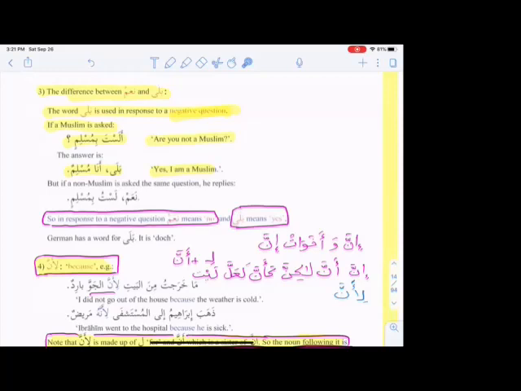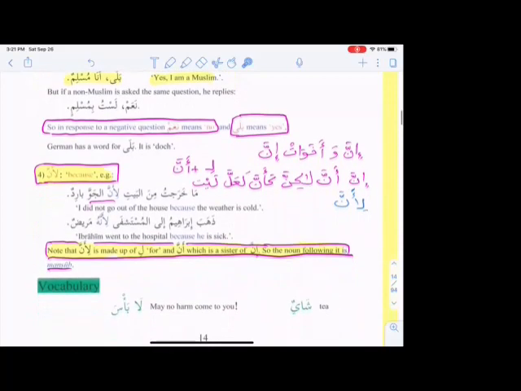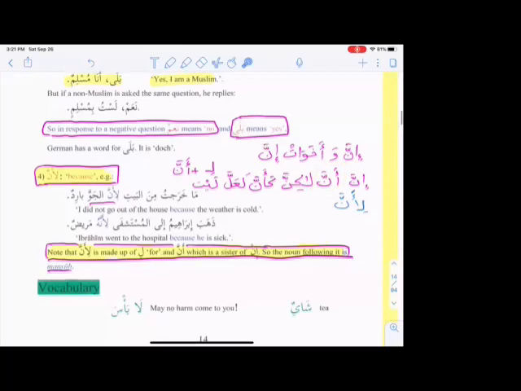Okay. I think the doctor will explain. Note that li anna is made up of li, for, and anna, which is the sister of inna. So the noun following it is mansub, but we won't call it one of the akhawatu inna, but because there is a harf jar there, li. But now, if you remove li, then it becomes anna. So anna is here, which is already a sister of inna. So this you must understand.